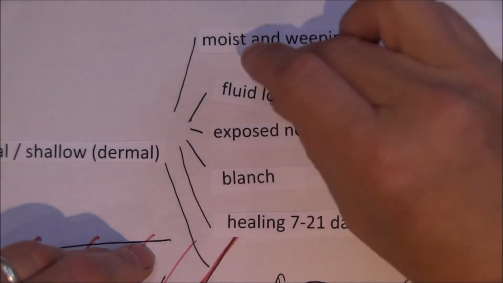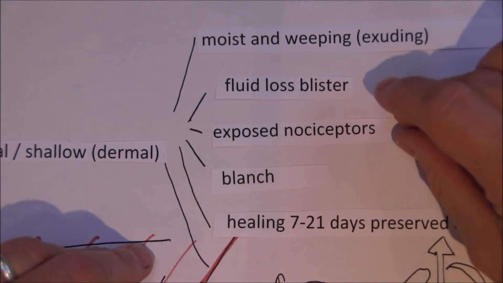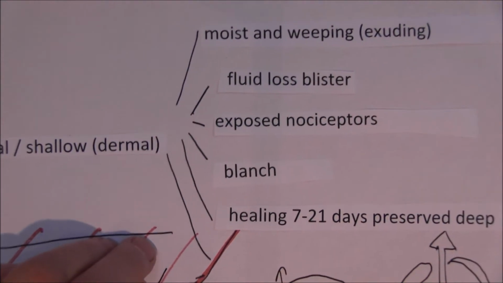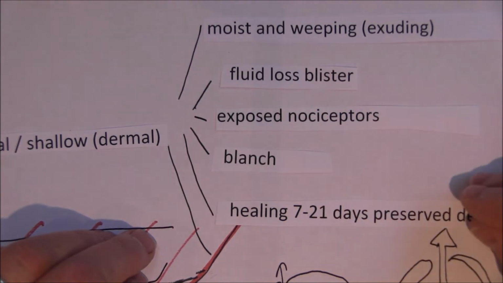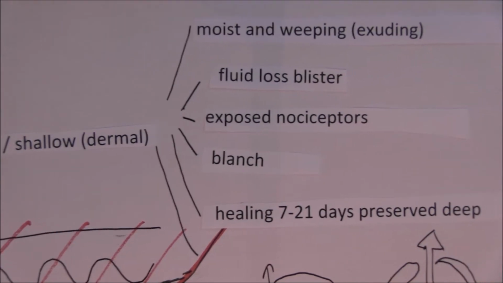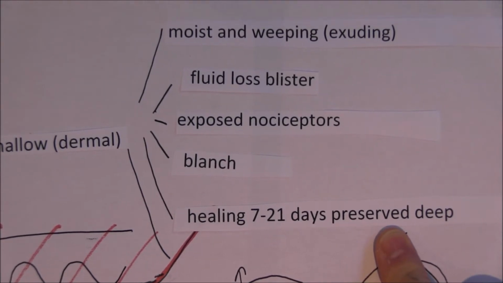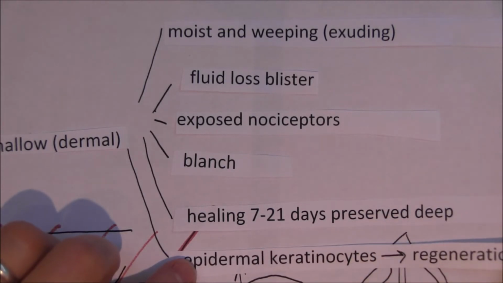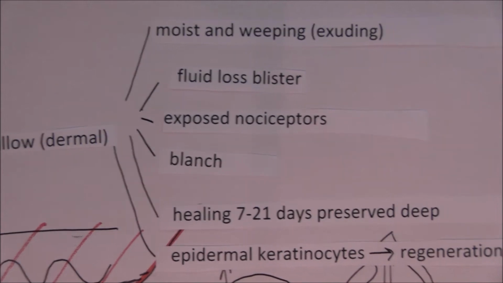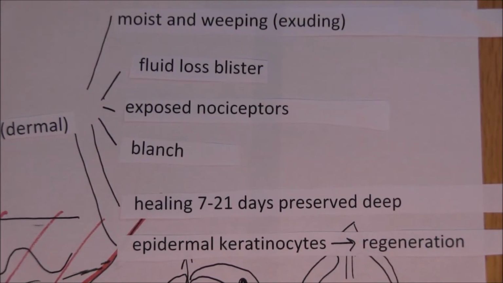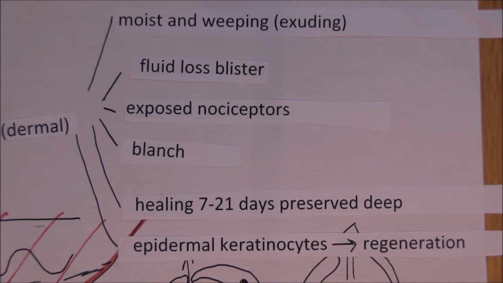So recognise them: the moist and weeping, fluid loss, blister formation, exposed nociceptors causing pain, retain blanching, healing from preserved elements, preserved epidermal elements that penetrate down into the dermis. And it's a good thing that the epidermal keratinocytes can regenerate, meaning we can heal without scar tissue formation, providing you manage the wound well, of course.